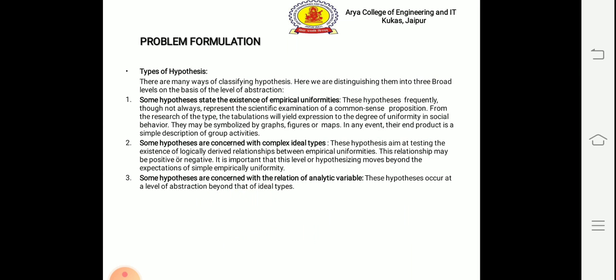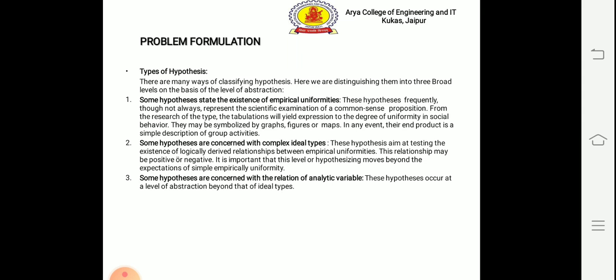Types of hypotheses. There are many ways of classifying hypotheses. Here we are discussing them in three broad levels on the basis of level of abstraction. First, some hypotheses state the existence of empirical uniformities. These hypotheses frequently, though not always, represent the scientific examination of a common sense proposition. From research of this type, the tabulation will yield expression of the degree of uniformity in social behavior. They may be symbolized by graphs, figures or maps. In any event, their end product is a simple description of group activities.